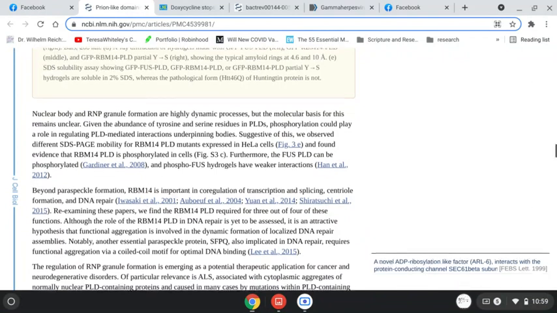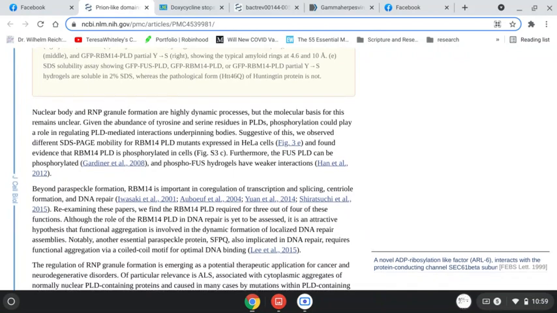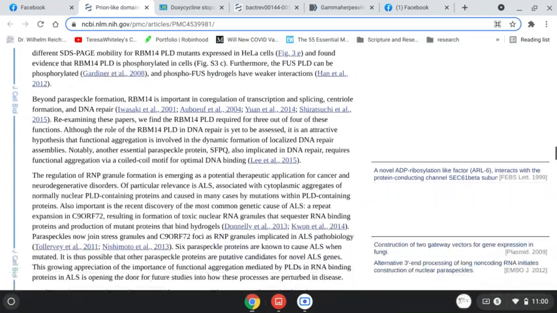Suggestive of this, we observed different SDS-PAGE mobility for RBM14 prion-like domain mutants expressed in HeLa cells, and found evidence that the RBM14 PLD is phosphorylated in cells. Furthermore, the FUS PLD can be phosphorylated, and phospho-FUS hydrogels have weaker interactions.